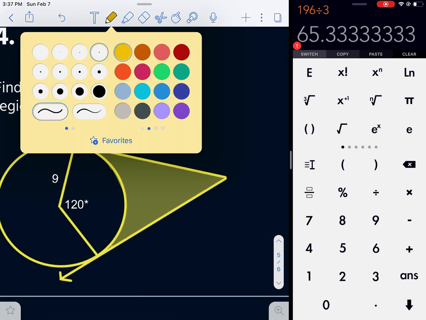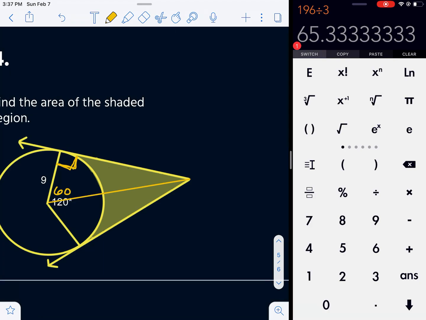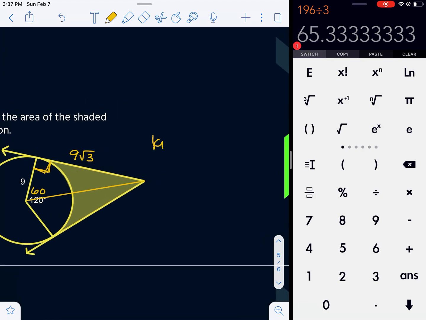Doing another one just like that. Again, I'm going to take this and cut the kite into two 30, 60, 90 triangles. I know that's 60 degrees because it's half of my 120 arc. I know this is 90 because the radius and the tangent always meet at a 90-degree angle. If my short leg is 9, my long leg is 9 square root 3. I have my kite, which is really 2 triangles. So 2 times a half times base times height, which is just base times height. And I'm taking away 1/3 of my circle, 120 out of 360 degrees total.